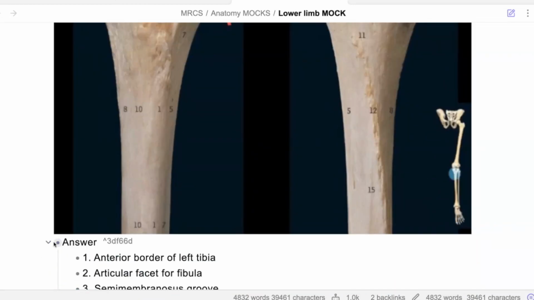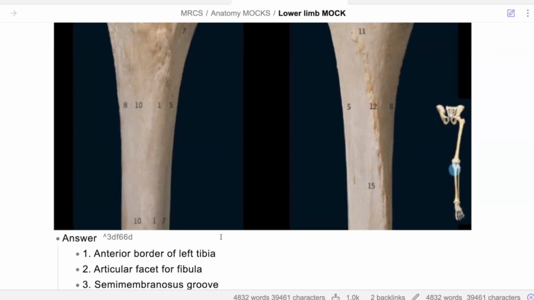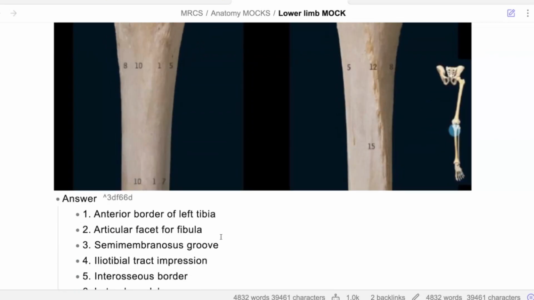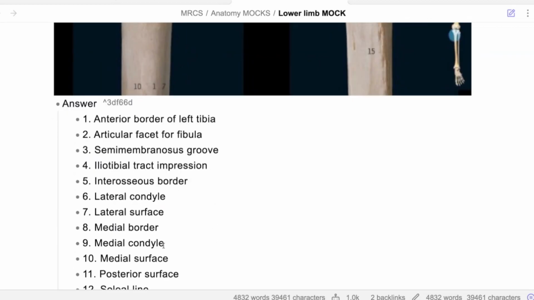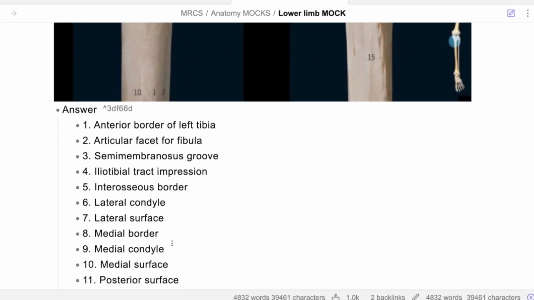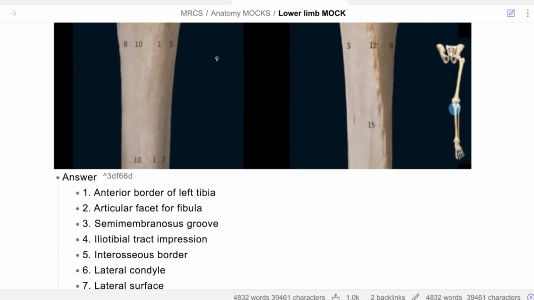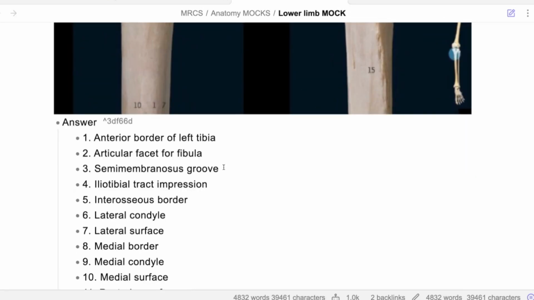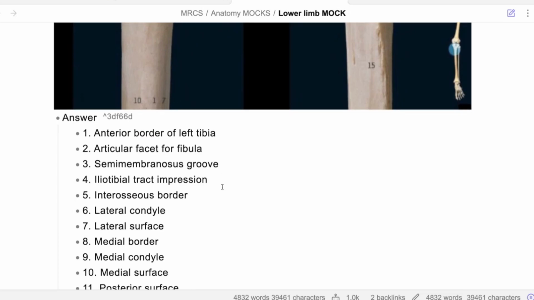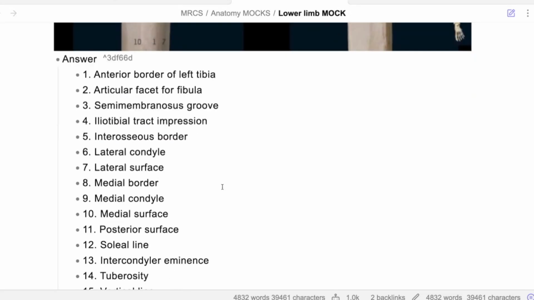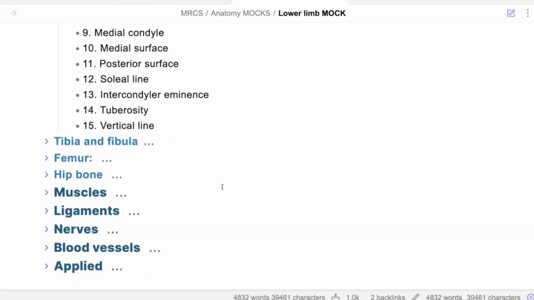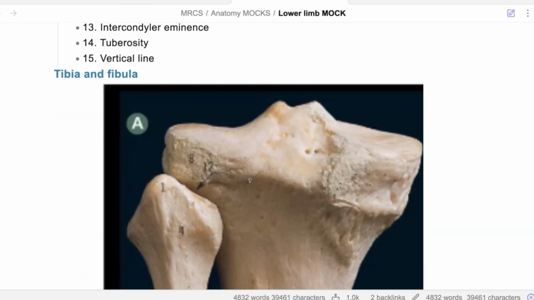So check the answers. This is the left tibia. That's correct. And we asked a few questions about 9. 9 is the medial condyle. And we also asked 6. I think 6 is the lateral condyle, but 4, like you said, is the iliotibial tract impression. Gerdy's tubercle. Okay, sounds good. Great.